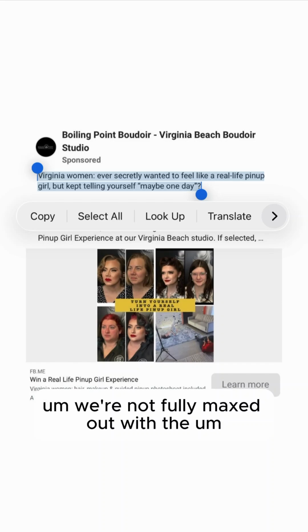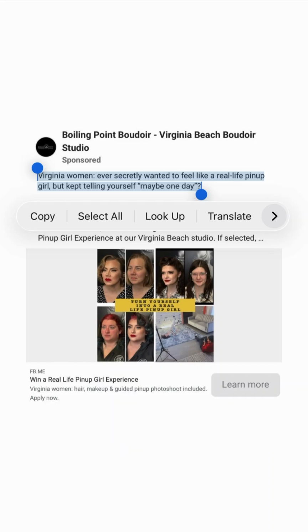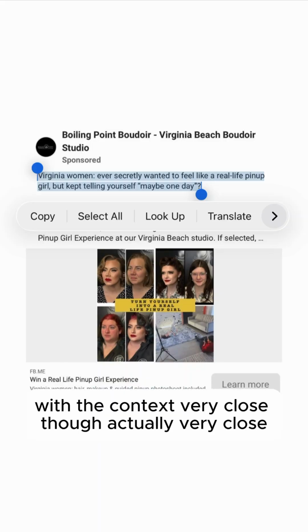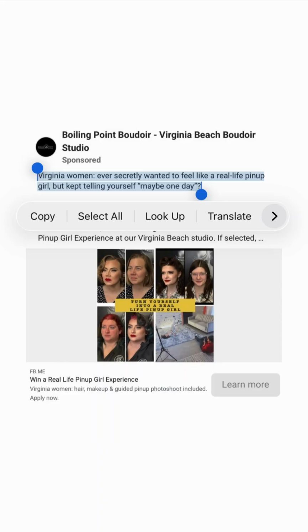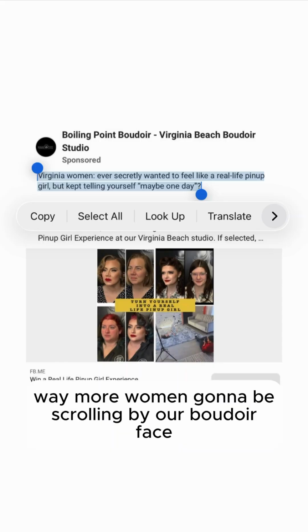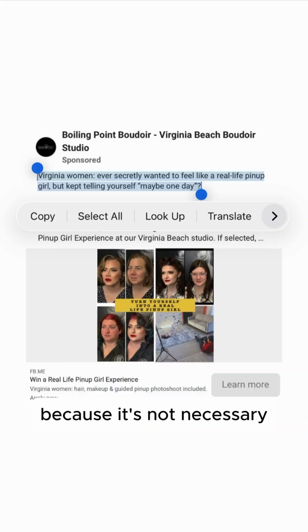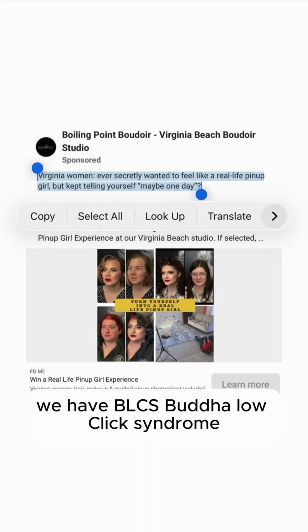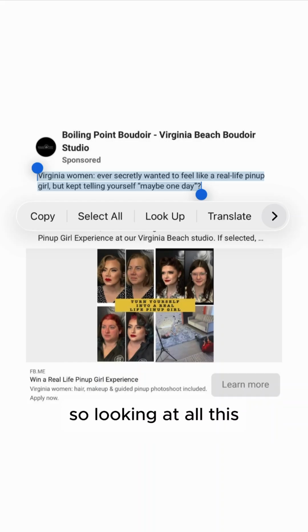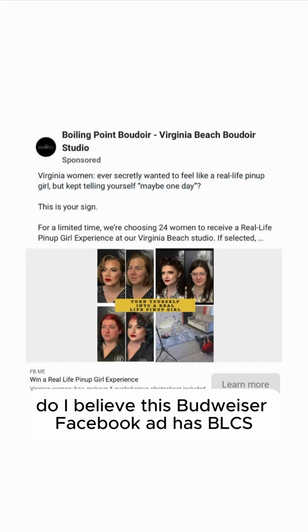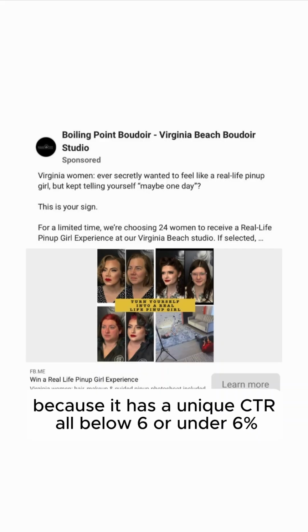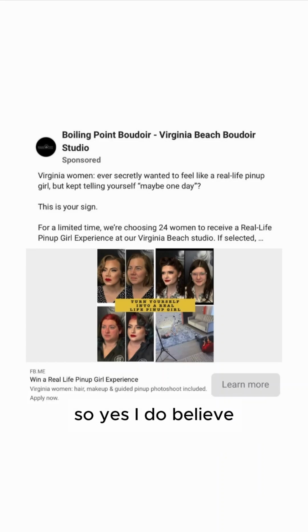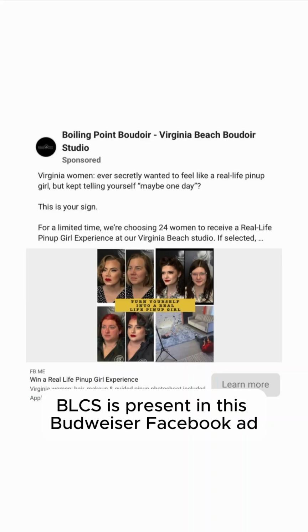We're not fully maxed out with the context. Very close though, actually very close. So the consequence of this is way more women are going to be scrolling by our Boudoir Facebook ads than necessary, pulling our unique CTR under 6% and actually increasing the probability we have BLCS, Boudoir low click syndrome. So looking at all this, do I believe this Boudoir Facebook ad has BLCS because it has a unique CTR under 6%? Yes, I do believe BLCS is present in this Boudoir Facebook ad.